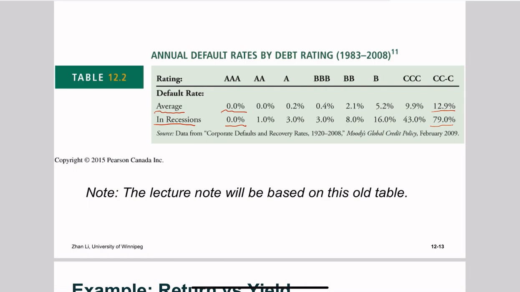Another thing you could see from this table is the different rating categories, right? The highest rated firm would get AAA rating. Then the second would be AA and this single letter A. And then you will go into BBB, BB, and then lower, CCC and CCC minus, right?